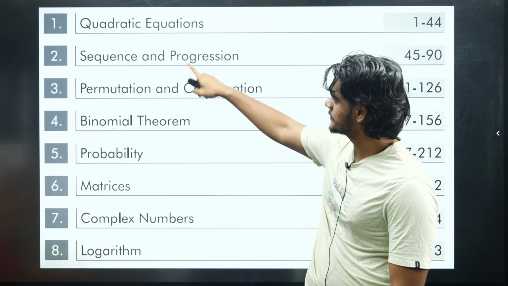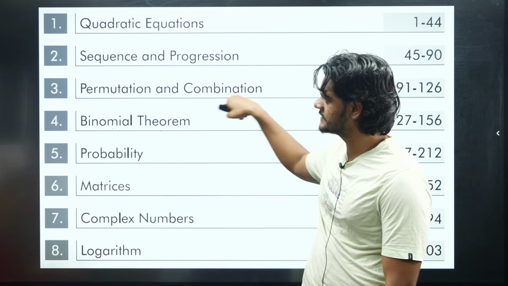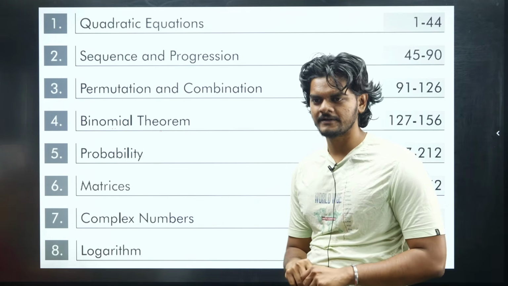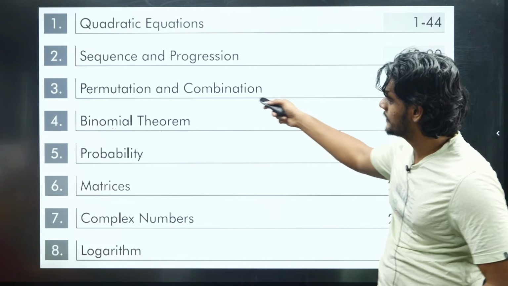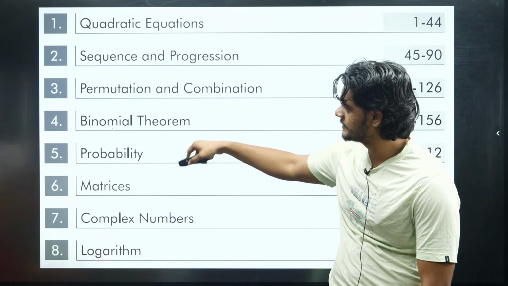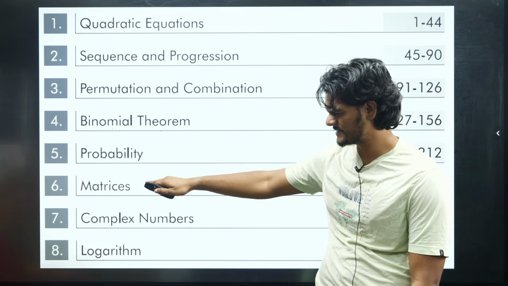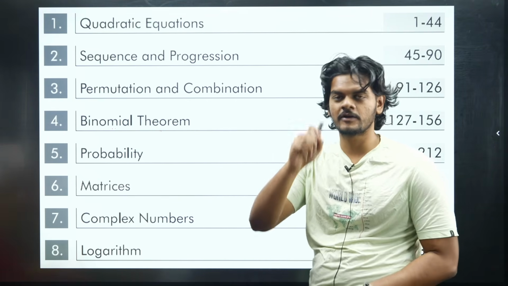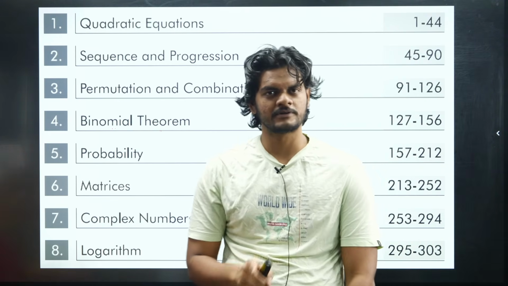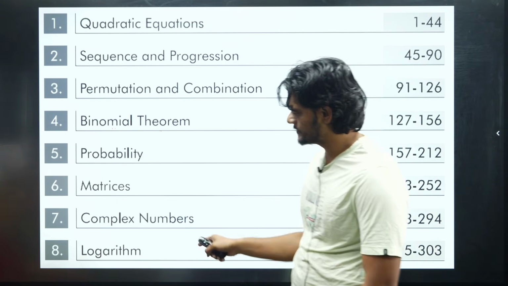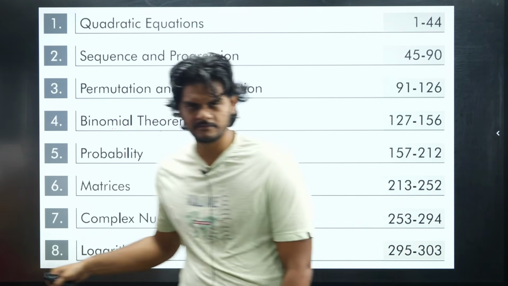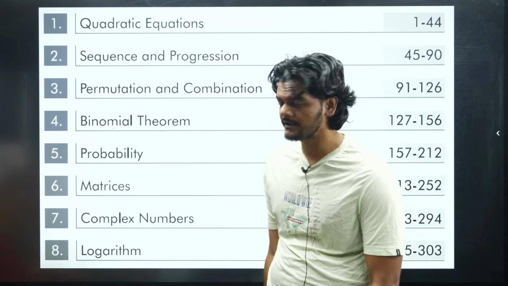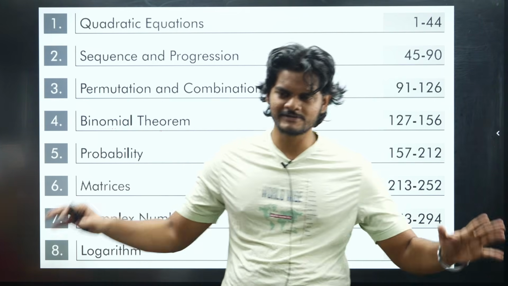Quadratic equations are important, sequence and progression are important, and permutation and combination, I don't know why this is included in algebra, but maybe it is part of algebra. It is logic plus algebra. And then you have the binomial theorem, probability, and matrices, which are not at all there in Olympiads, so you don't need to study that. Complex numbers are there in Olympiads, my dear friends, I am telling you, complex numbers are important. Logarithm, I mentioned it before, with techniques, and it includes exponential as well. That's all you have for algebra.